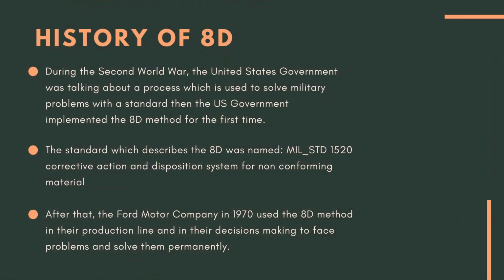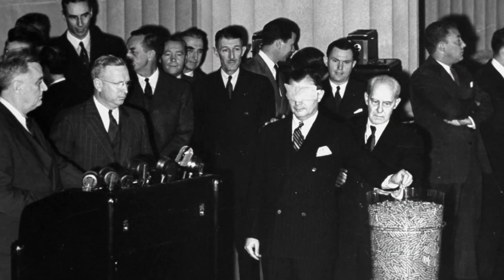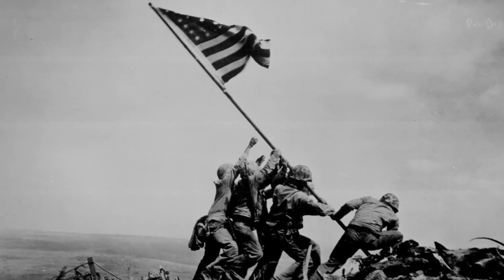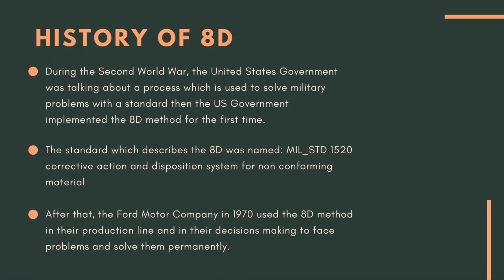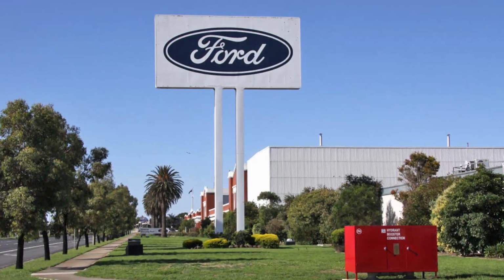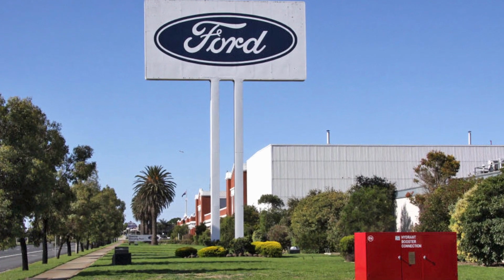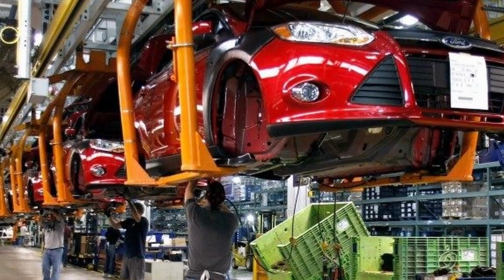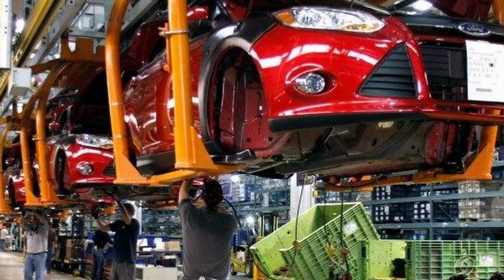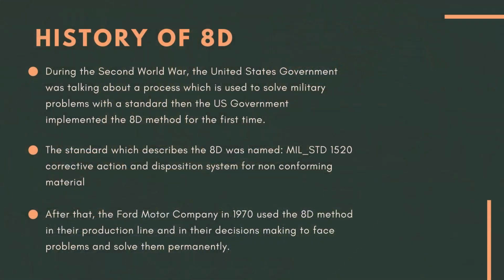During the Second World War, the United States government was talking about a process which is used to solve military problems with a standard. Then, the US government implemented the 8D method for the first time. The standard which describes the 8D was named Military Standard 1520, Corrective Action and Disposition System for Non-Conforming Material. After that, the Ford Motor Company in 1970 used the 8D method in their production line and in their decision making to face problems and solve them permanently.